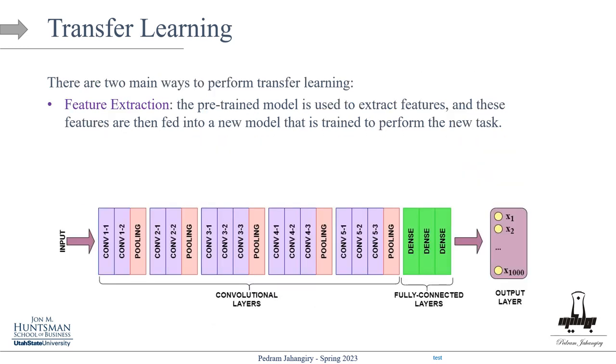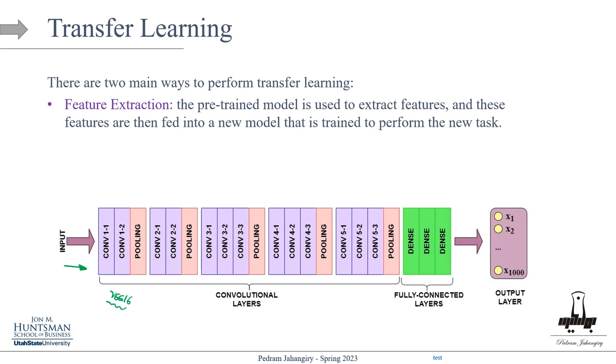There are two main ways of applying transfer learning. The first one is feature extraction, and the other one is fine-tuning. So let's say this is your network, a model like VGG16. And feature extraction works like this. The pre-trained model, in this case VGG16, is used to extract features. And these features are then fed into your own model, your new model, that is trained to perform the new task, right? So what does it mean?